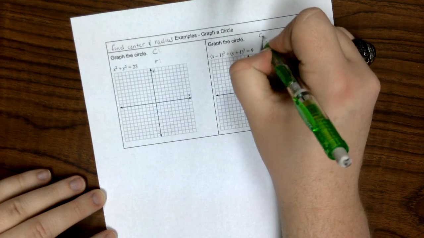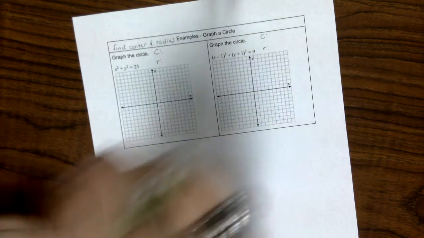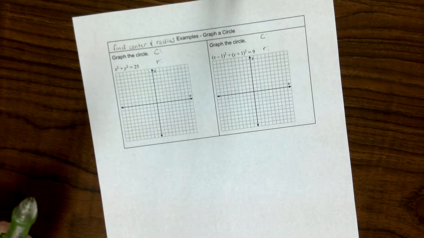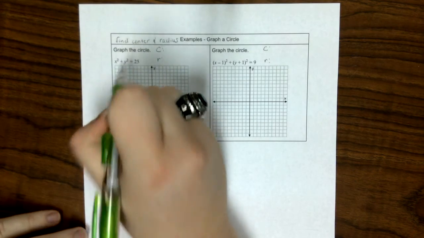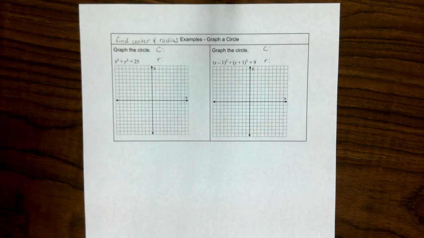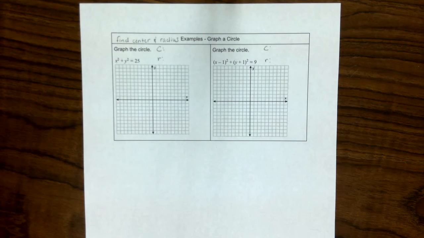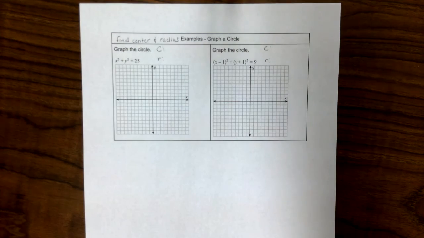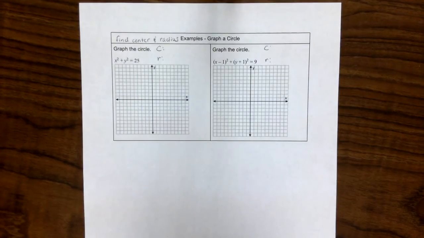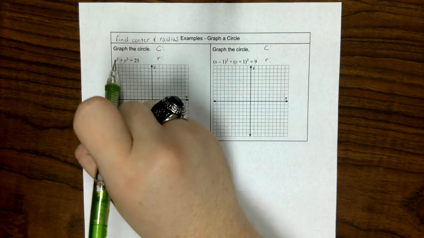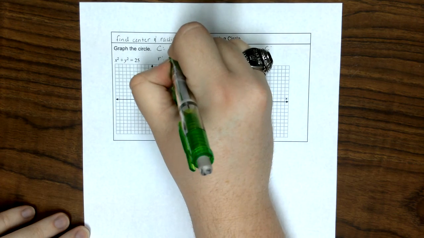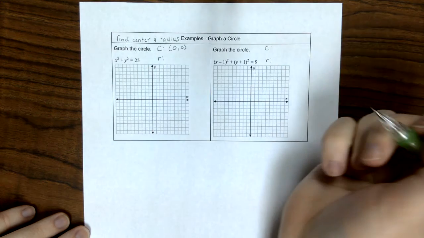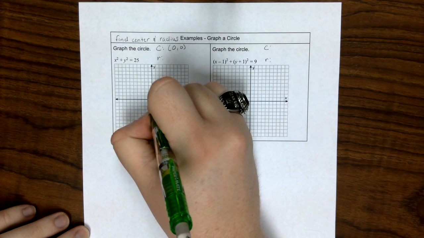I'm going to do it for this one. Okay. So looking at this, I don't see any parentheses next to my x and my y. Remember, that's your clue. There's no parentheses, so that's your cue that you are centered at the origin. So 0, 0. So go ahead and put that center.